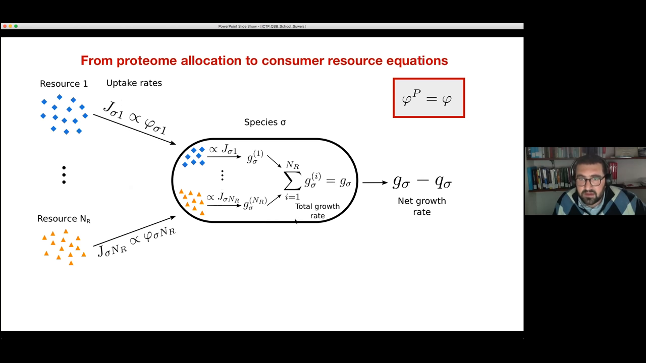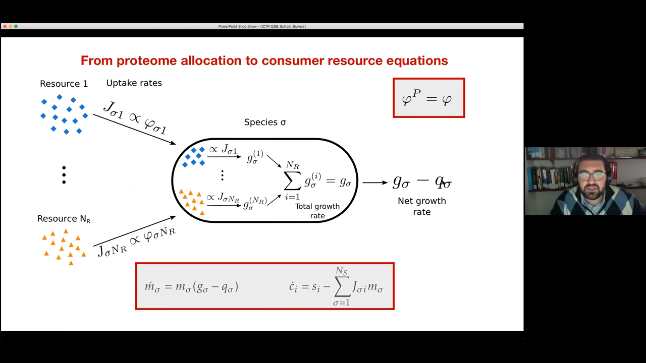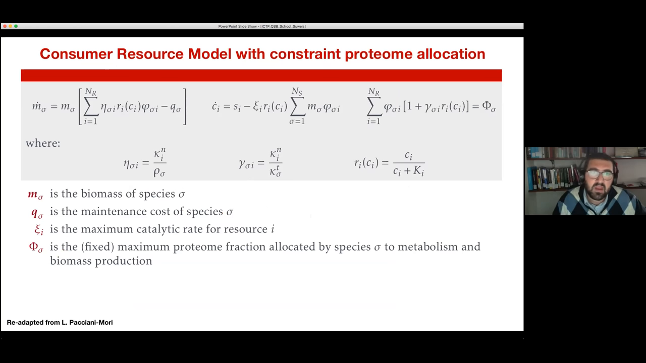Okay, and the total growth rate will be just the sum of the different uptake rates for all the different resources. And then we have a maintenance cost that is similar to the death rate. Okay, so the new equations are simply these coupled equations here. So it's the same as before, but now G sigma directly depends on the proteome allocation of the species. So this is explicitly all the equations.